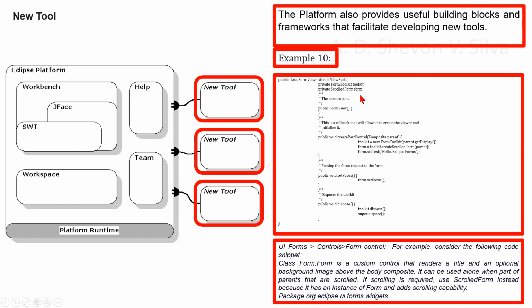Form.getBody: form content is rendered below the title. SWT widgets are created in the form using form.getBody as a parent. The constructor. This is a callback that will allow us to create a viewer and initialize it. Passing the focus request to the form. Disposes the toolkit.